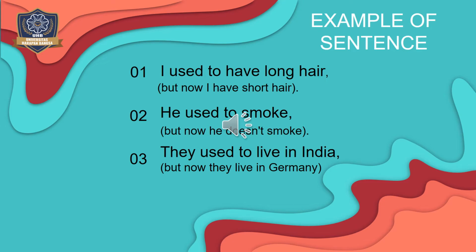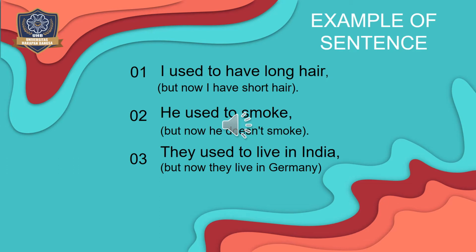Here are the examples of the sentence. Number 1, I used to have long hair. It means the person had long hair in the past. Right now, the person doesn't have long hair anymore, or the person has short hair.